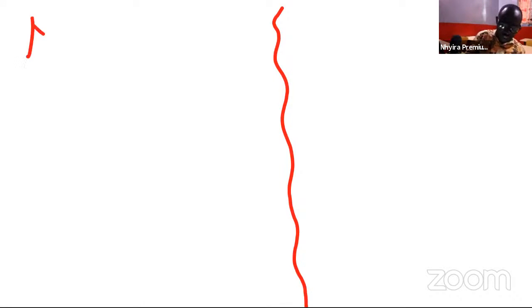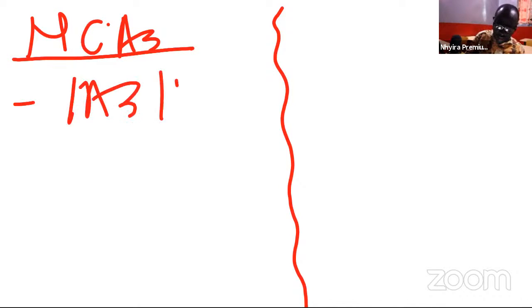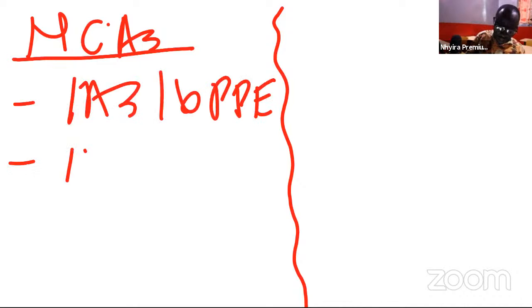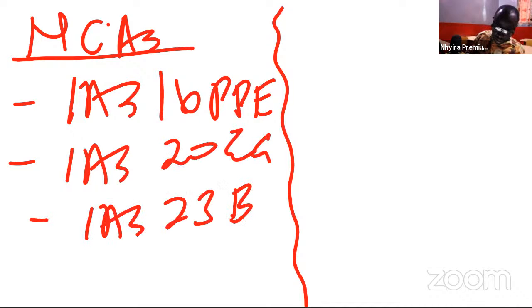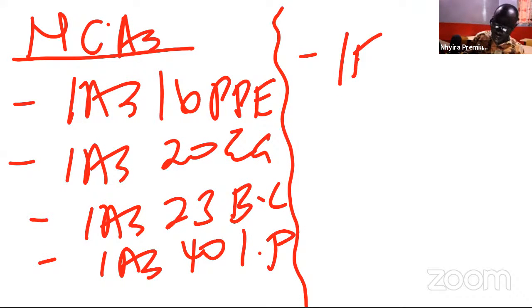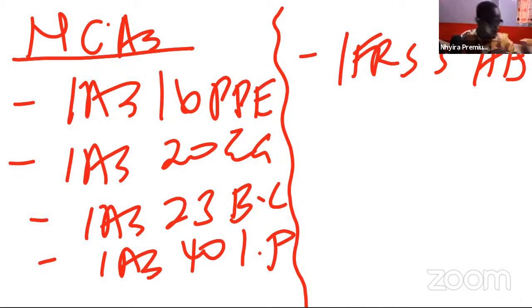Today we want to look at the non-current assets accounting standards, which means that we're going to be focusing on a couple of standards. We're going to be looking at IAS 16, property, plant and equipment; IAS 20, government grants; IAS 23, borrowing costs; IAS 40, investment properties; and then IFRS 5, held for sale and discontinued operations.